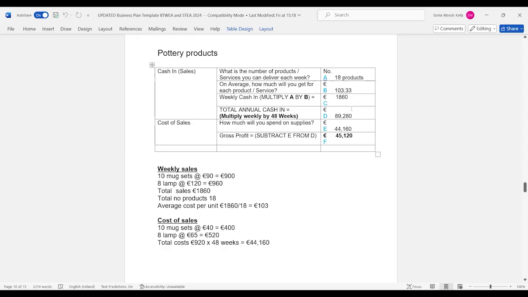So now that I have my predicted weekly sales of 1,860, I can multiply that by 48, and that gives me a total annual income or sales of 89,280 euros. I then need to establish the cost for each set of mugs I'm going to produce and the cost for each lamp I'm going to produce and sell.